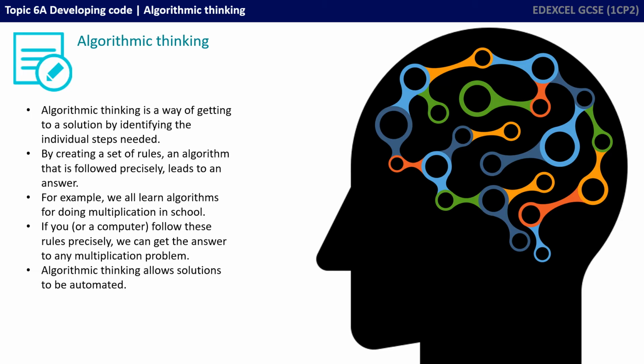For example, we all learn algorithms for doing multiplication at school. If you or a computer follow these rules that we're taught precisely, we can get an answer for any multiplication problem. Algorithmic thinking allows solutions to become automated.